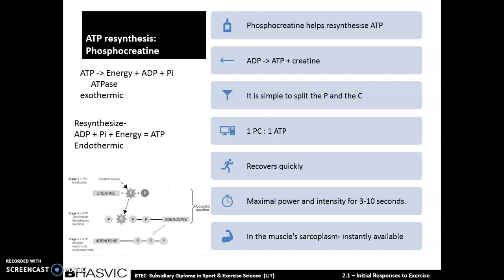This will allow 3 to 10 seconds of maximal power and intensity. It is in the muscle sarcoplasm, so it isn't instantly available. However, it is very quickly available once needed.